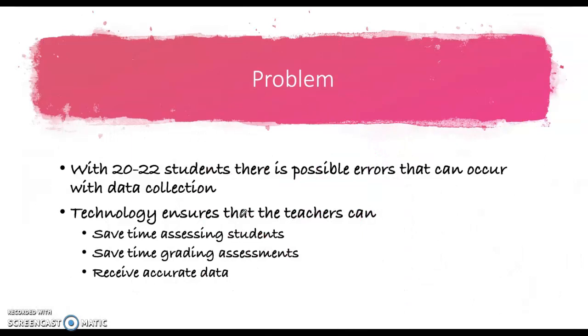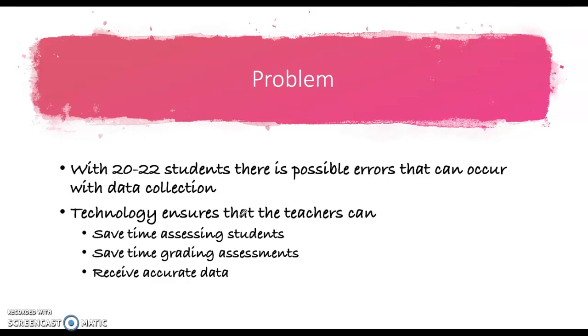So, to continue on with the problem, with 20 to 22 students, there are possible errors. Human errors always happen and can occur, especially in data collection. There's 22 chances for something to go wrong. So, technology ensures that teachers can save time assessing students.